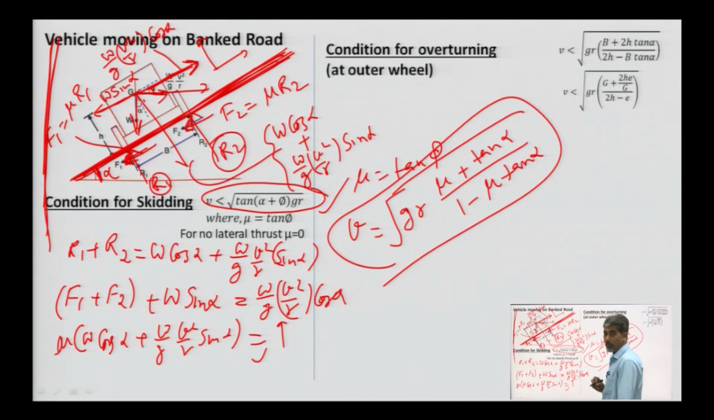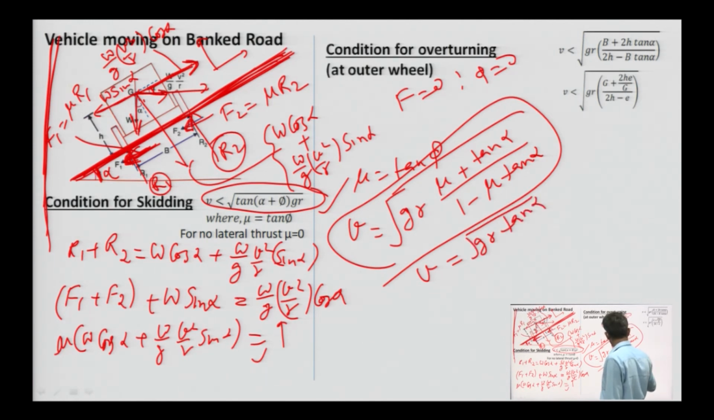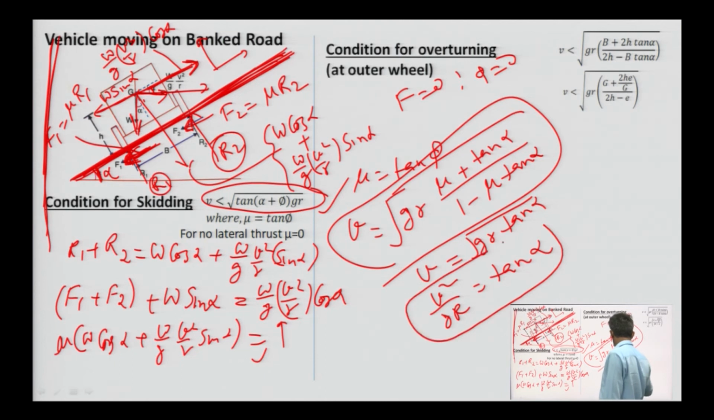Suppose the value of lateral friction F is 0. If F is 0, then phi is 0. Then what will be V? V will be equal to, mu is 0, so it is g R into tan alpha, under root. That is, V square by g R is equal to tan alpha.